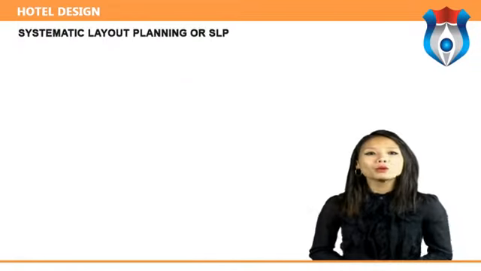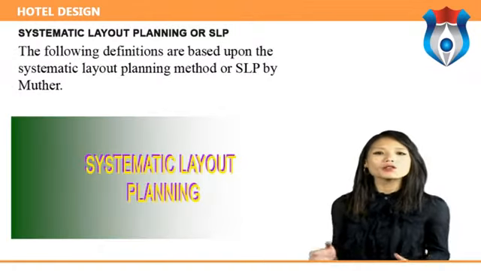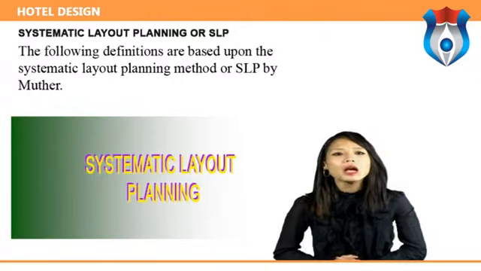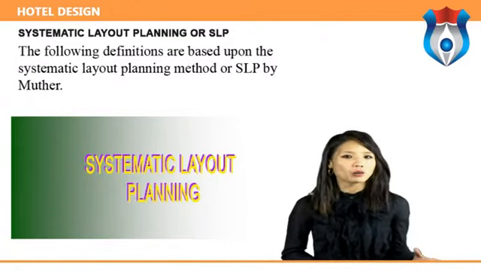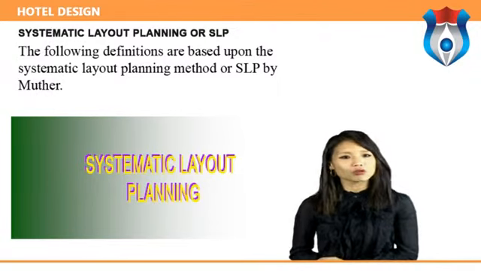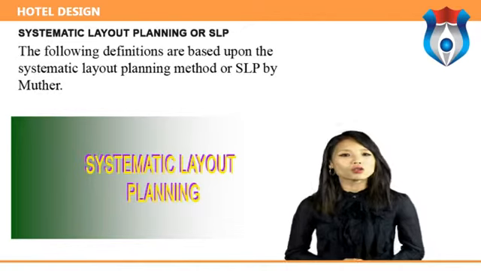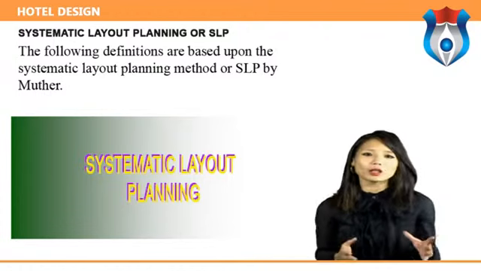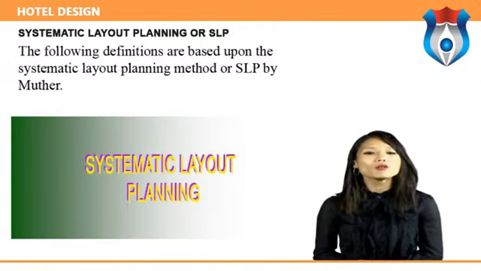Let us now know the meaning of systematic layout planning, or SLP. The following definitions are based upon the systematic layout planning method, or SLP, by Muther. A relationship chart is the quantitative matrix containing the level of interaction between pairs of departments. The more positive the element in the matrix, the stronger two departments interact, and in general, the closer to each other they should be located. The more negative the relationship, the stronger two departments are incompatible with each other, and in general, the further apart they should be located. A relationship diagram is a spatial arrangement of the departments to represent the relationship data in a graphical way.